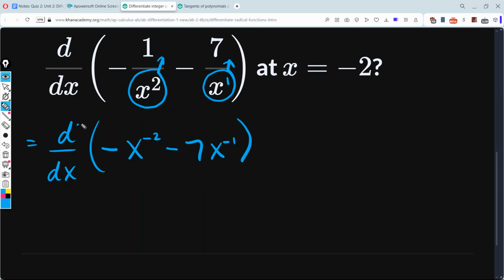Like we've been saying, for a polynomial, you just distribute and find the derivative of each term. So let's see. You take the negative 2 and you move it out front, and then you decrease the exponent by 1. So we have a negative sign already. We took negative 2, we moved it out front, and then we have x to the negative 2 minus 1.